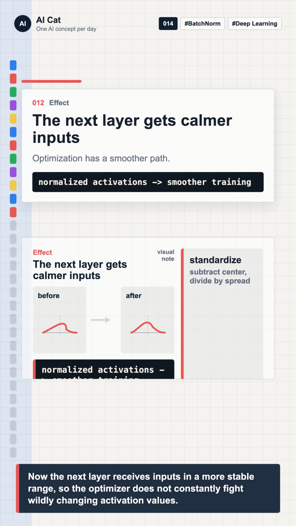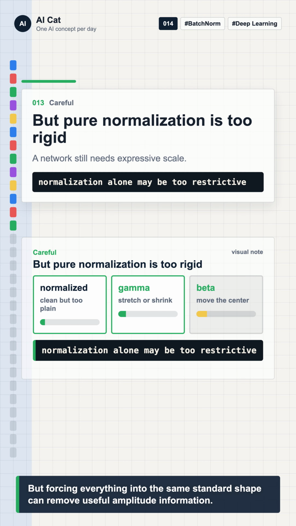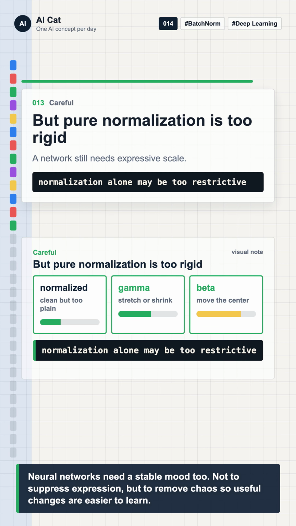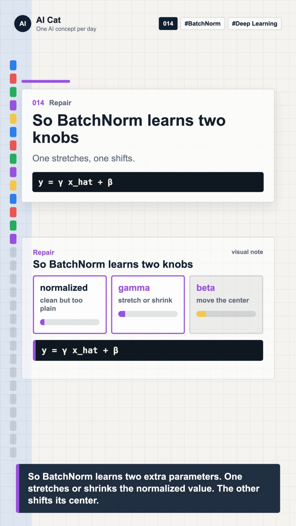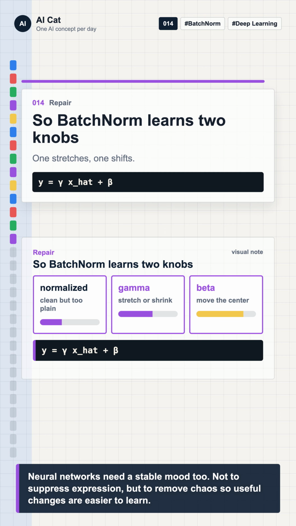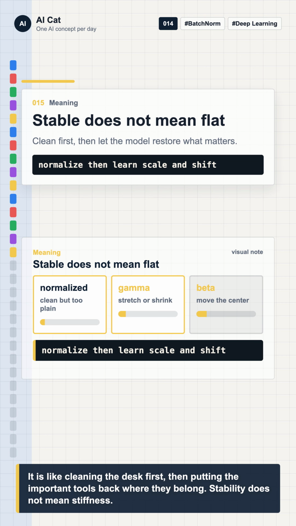Now the next layer receives inputs in a more stable range, so the optimizer does not constantly fight wildly changing activation values. But forcing everything into the same standard shape can remove useful amplitude information. So, batch norm learns 2 extra parameters. One stretches or shrinks the normalized value. The other shifts its center. It is like cleaning the desk first, then putting the important tools back where they belong. Stability does not mean stiffness.